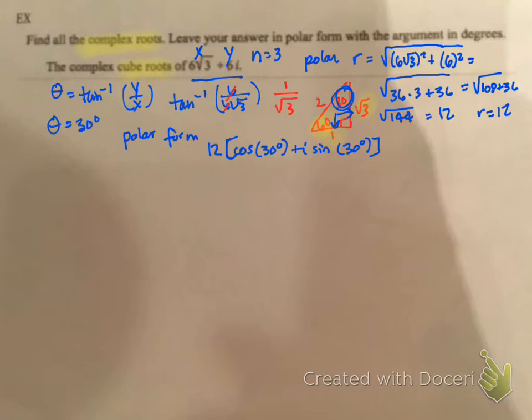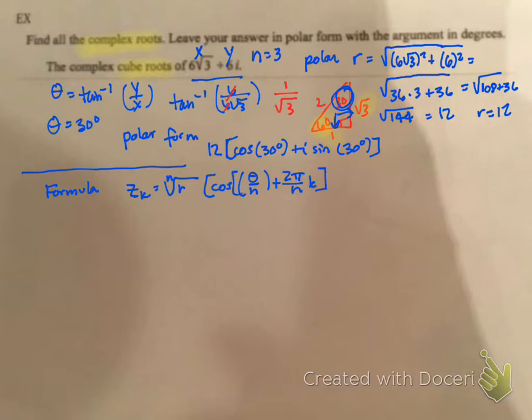What's the formula? The formula is z equals the nth root of r times cosine of theta over n plus 2 pi over n k, plus i sine of theta over n plus 2 pi over n k.